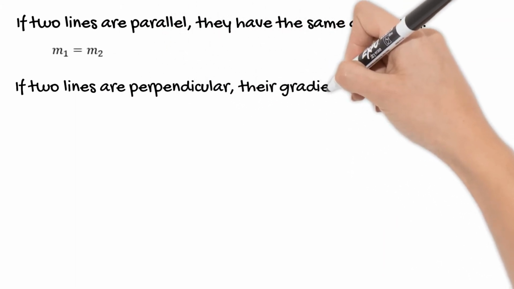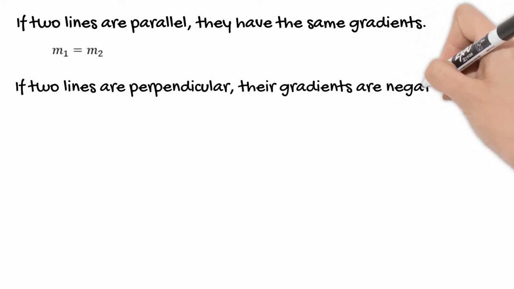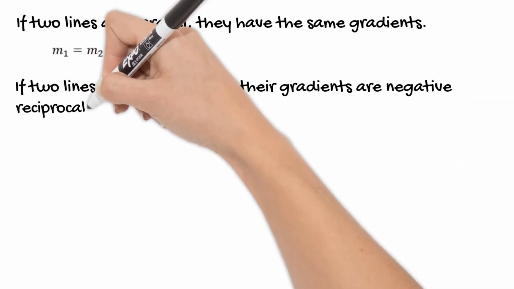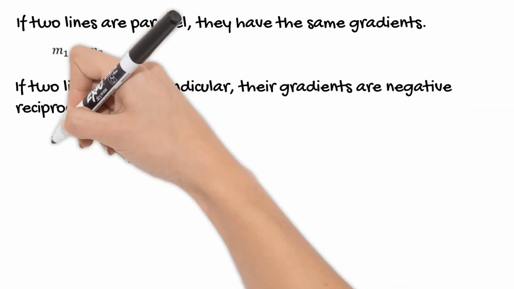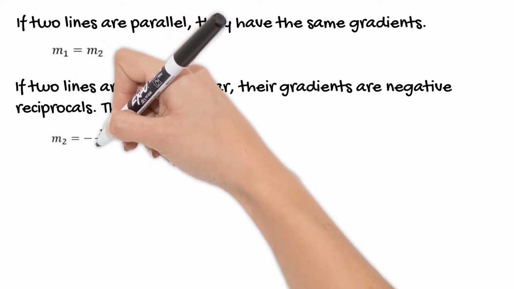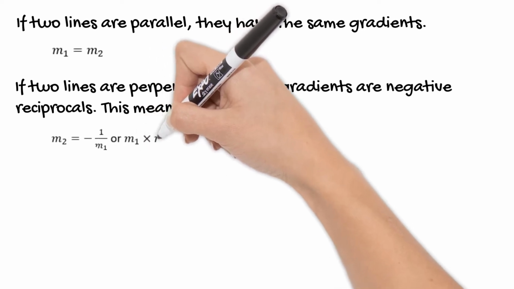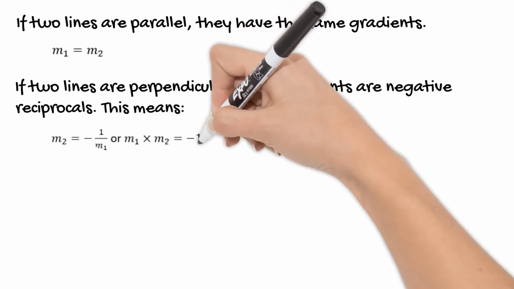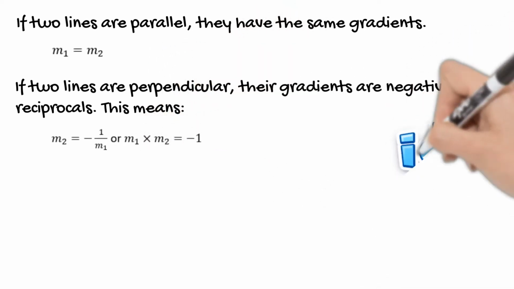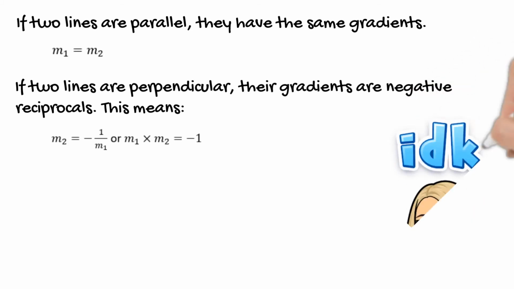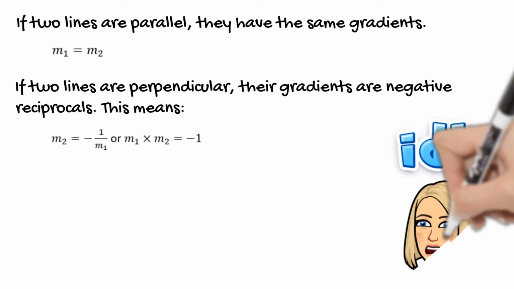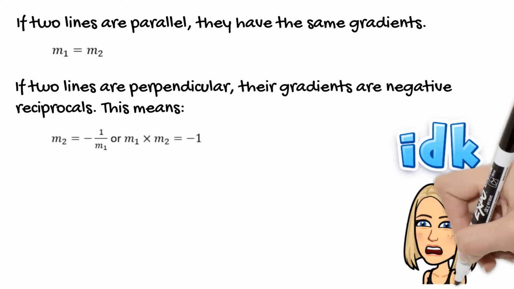If two lines are perpendicular, on the other hand, their gradients are what we call negative reciprocals. Now, this is a little bit more confusing, but what it means is that the gradient of the second line is equal to -1 over the gradient of the first line. Or we can also write it that the gradient of the first line multiplied by the gradient of the second line is equal to -1.